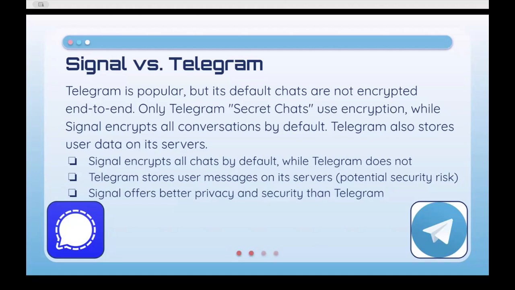Telegram also stores user data on its servers. Signal encrypts all chats by default, while Telegram does not. Telegram stores user messages on its servers, which can cause a potential security risk for the user. And Signal offers better privacy and security than Telegram, as I previously stated.